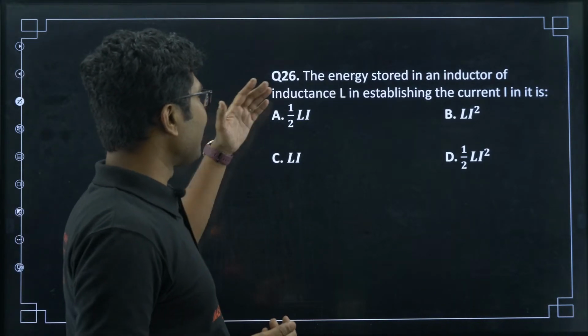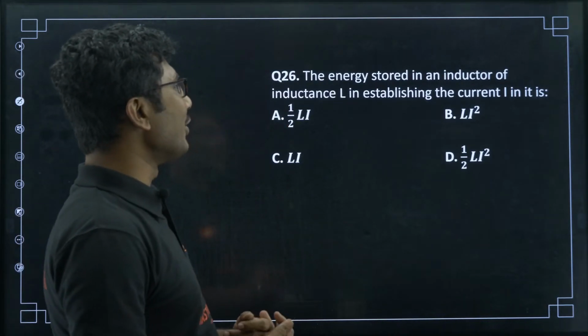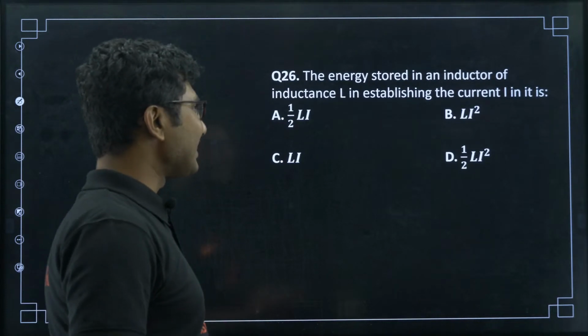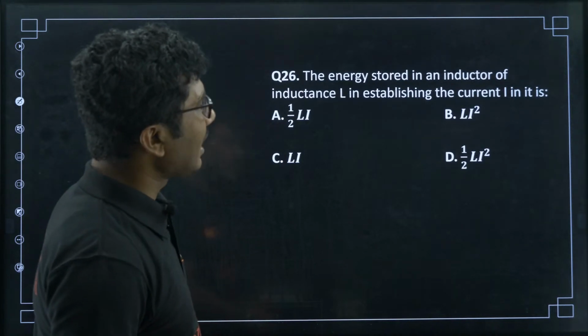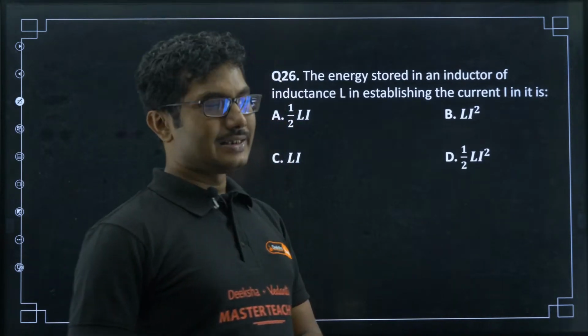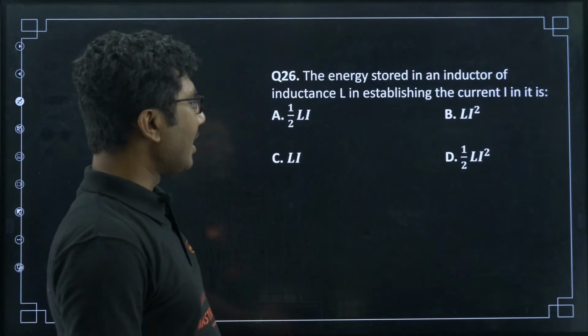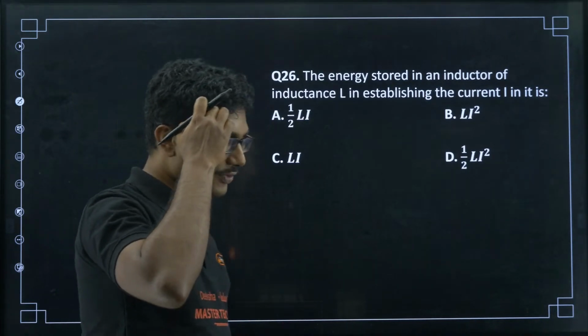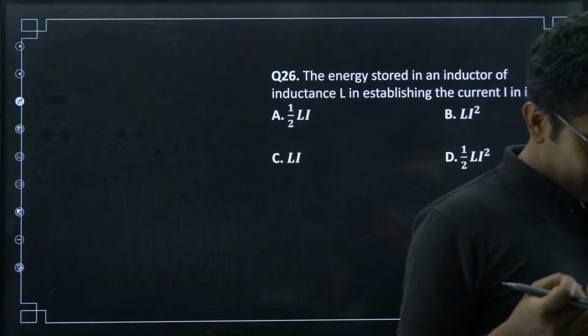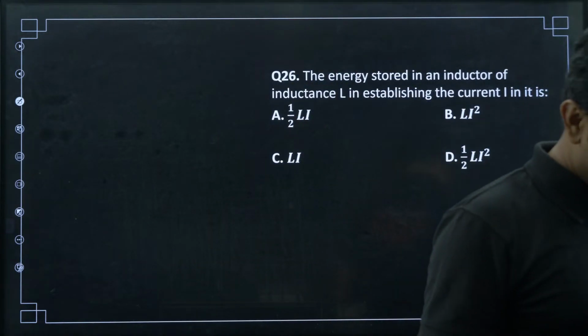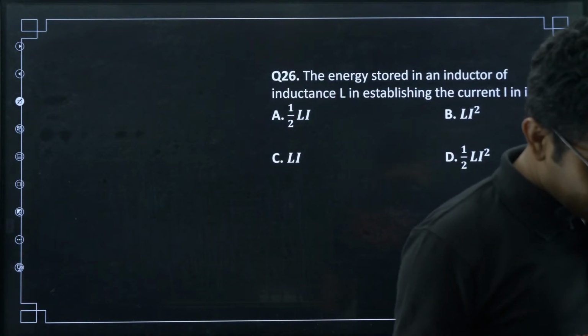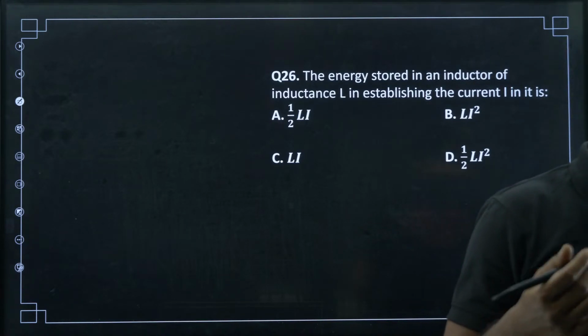Okay. Question number 26. The energy stored in an inductor of inductance L in establishing the current I in it is given by half L I square. So, D is equal to half L I square. 26D, D will be the answer. 26D, Pujastri, Lakshmi, Pradeep and Uday.